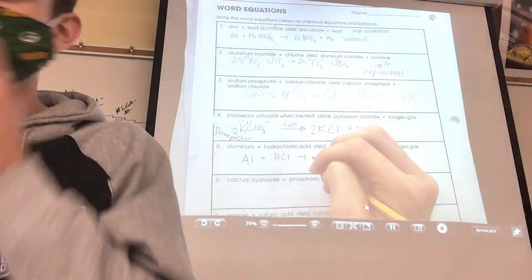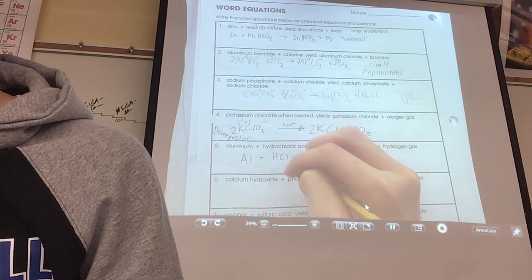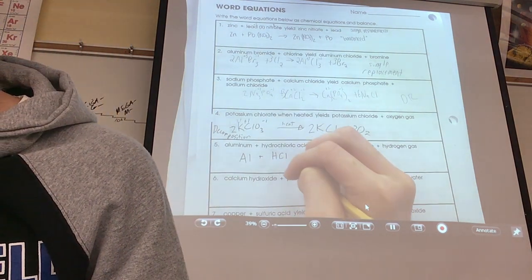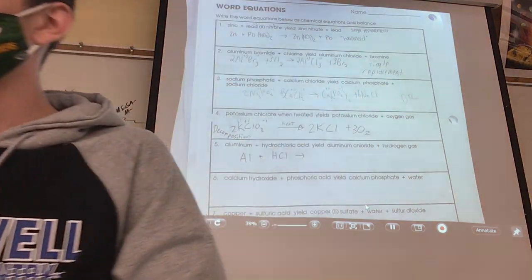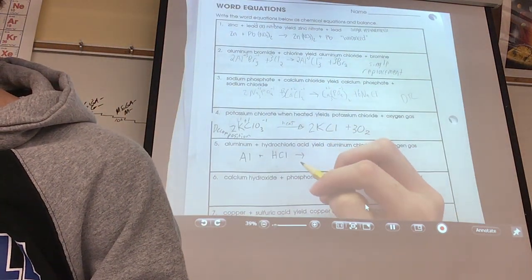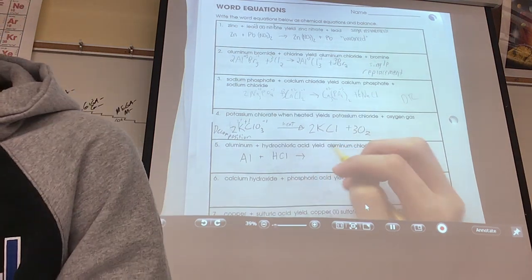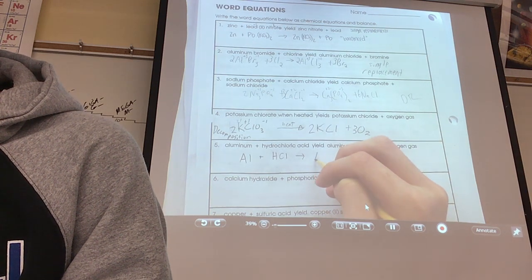Diatomic means two of the same kind of atoms. Hydrochloric acid is a compound. It's not the same element, so it's not diatomic, and that's fine. Then it goes to aluminum chloride.